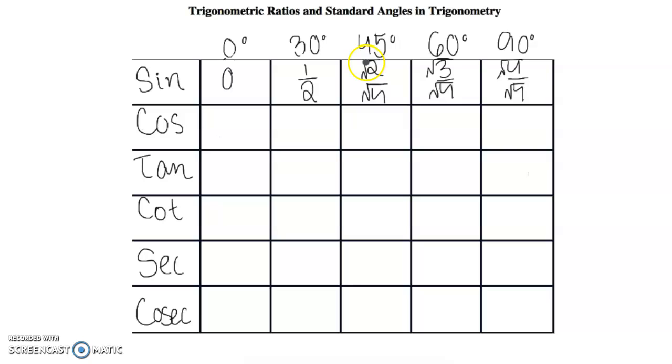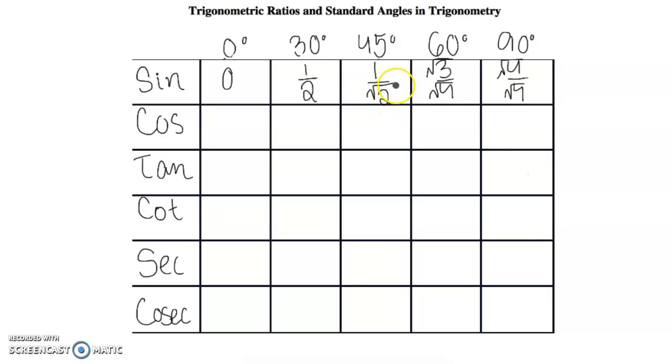For sin 45 theta, we have root 2 over root 4. Root 2 and root 4 share a common factor of 2. We can cut that off from the numerator and the denominator, and we get root 1 over root 2. Root 1 is equal to 1, and we can't simplify root 2 in the denominator anymore. So, the answer that we get for sin 45 theta is equal to 1 over root 2.